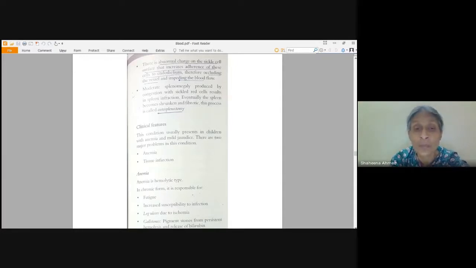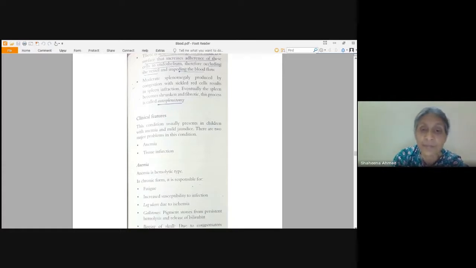Yani auto, the body itself has kind of surgically removed the spleen. Although the spleen is there, it has stopped working. It has become shrunken, it has become fibrotic. Why? Because the sickle cells have blocked all the blood vessels which were supplying the spleen, which ultimately resulted in splenic infarction, and that led to fibrotic changes, and the spleen was totally destroyed. This is known as autosplenectomy.